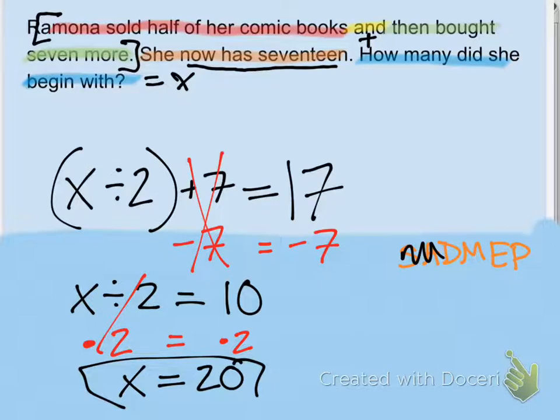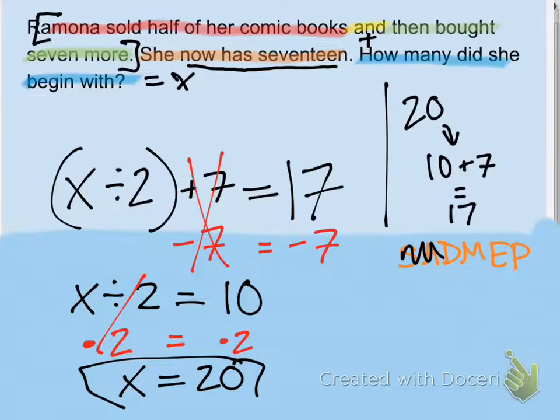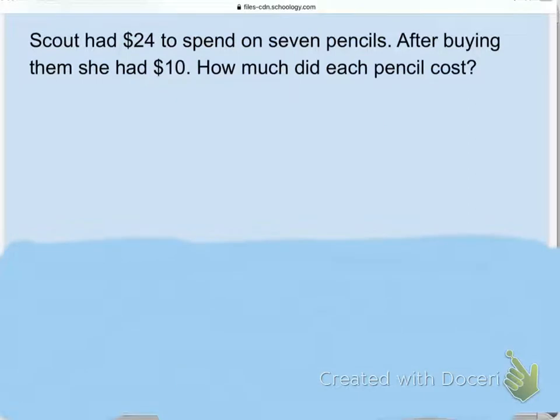We check our work. 20. She sold half her comic book collection. Half of her comic book collection is 10, so now she has 10. Then she bought 7 more, and now she has 17. Hey, did that work? Yes! So we now know that it's correct.